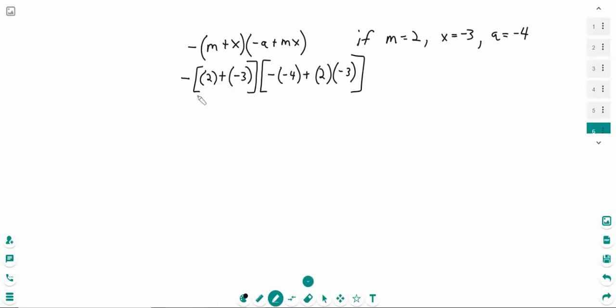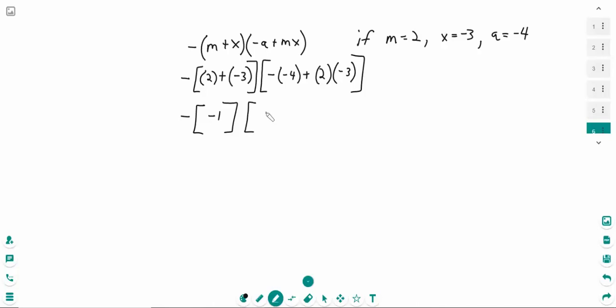So the first set of brackets here, well, we've got this negative sign on the outside of them, but to simplify the inside, we have a 2 plus a negative 3, which would be a 2 minus 3, because that plus negative 3 is going to become a negative 3. So 2 minus 3 is going to be a minus 1. That's the first set of brackets.